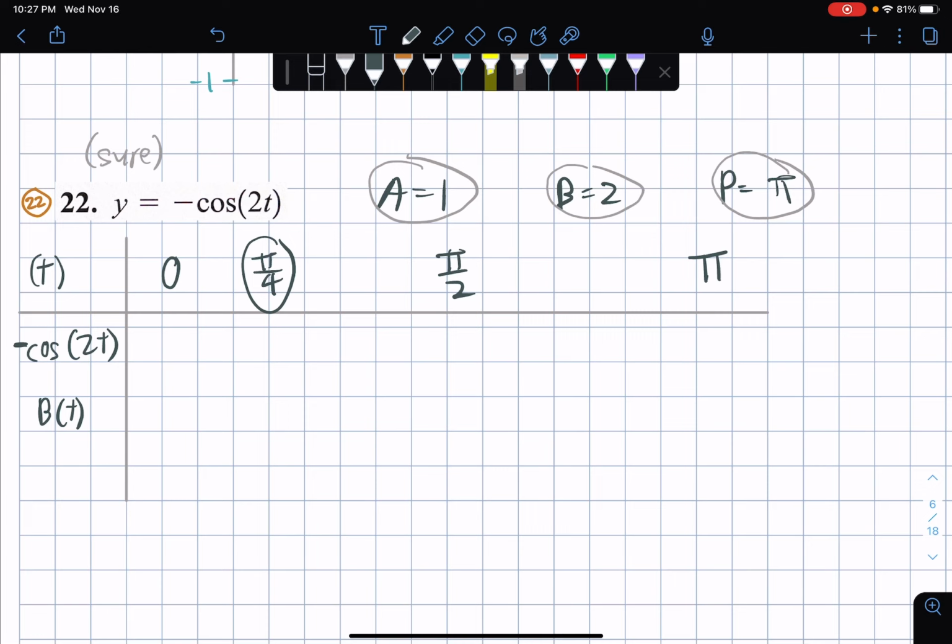Let's see. Pi over 2 divided by 2, pi over 4. Correct. And what comes between pi over 2 and pi? In other words, 180 degrees and 90 degrees. That is 3 pi over 4. I wonder what 3 pi over 4 is in degrees. Okay, this is 135 degrees.